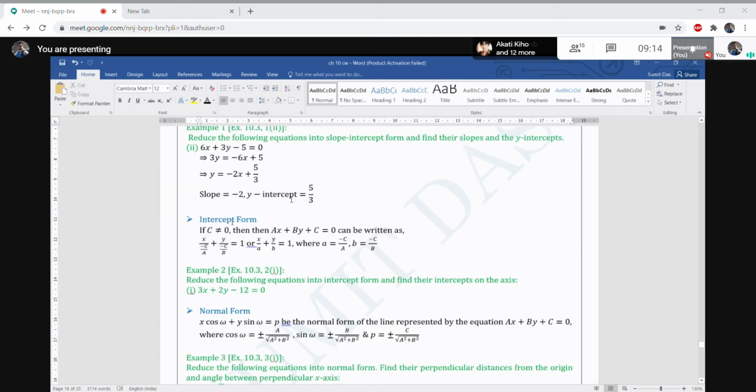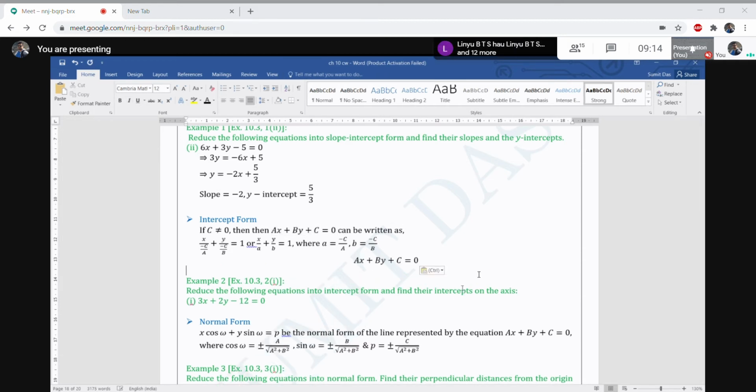What is intercept form? Intercept form is, if c not equal to 0, then ax plus by can be written as x divided by minus c by a, y divided by minus c by b. This is like an intercept form, like x by a plus y by b equal to 1. How to write this one? Again, the method is very easy. You don't have to remember anything.